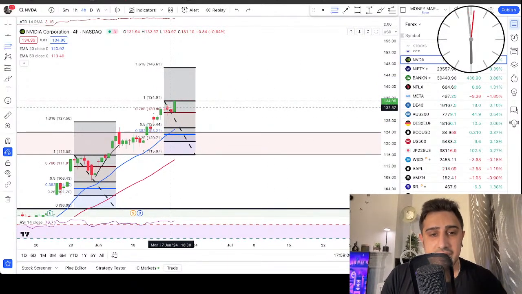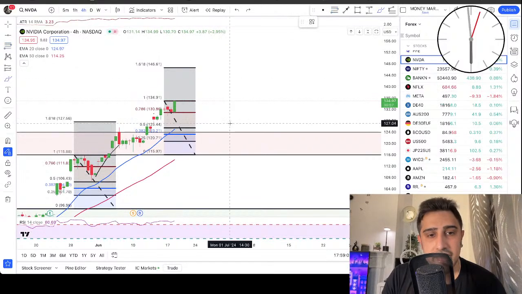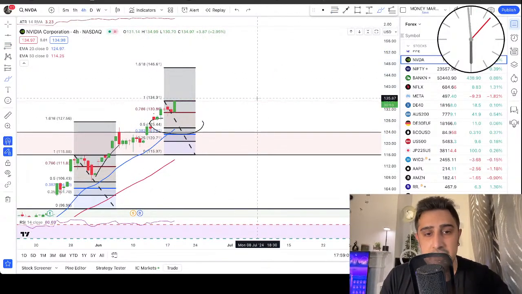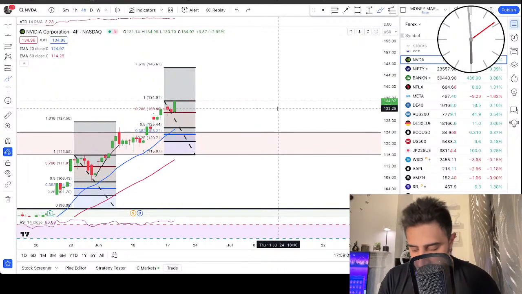So these are the good conditions I'll be looking at, either 50% retracement or from the zone, to take my next buy trade. So we are still bullish and we continue to push higher.